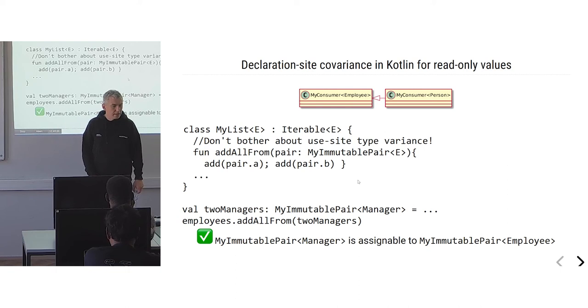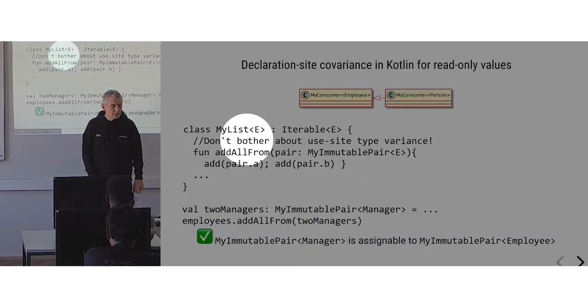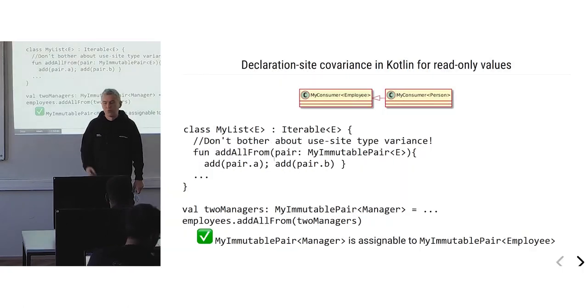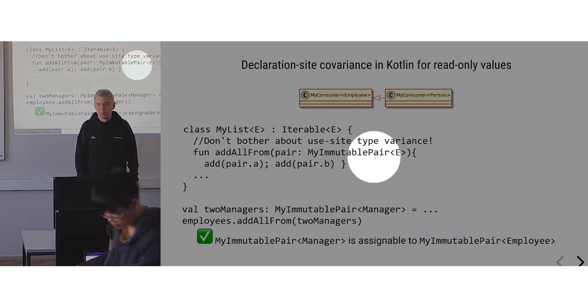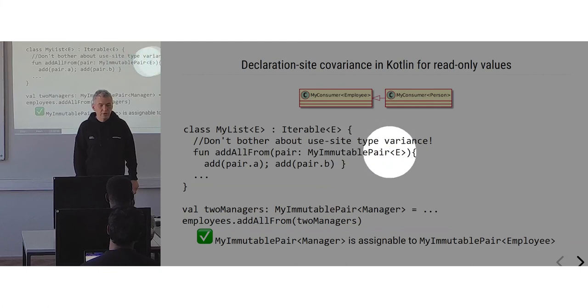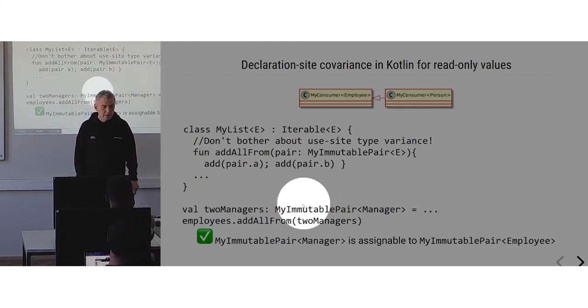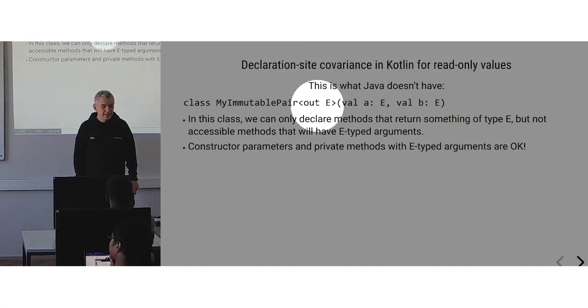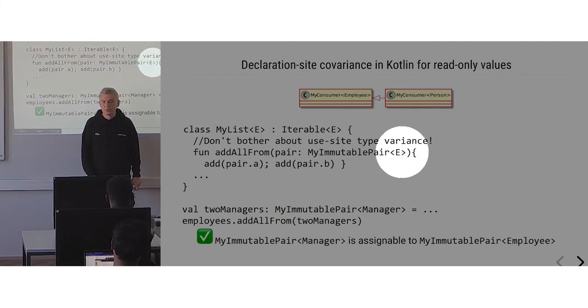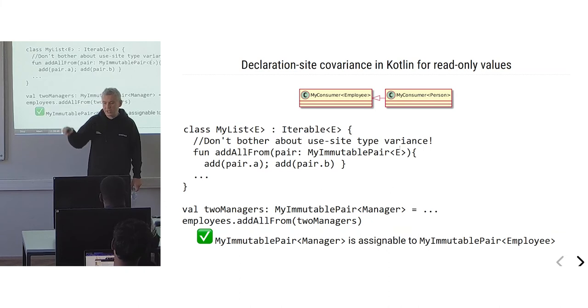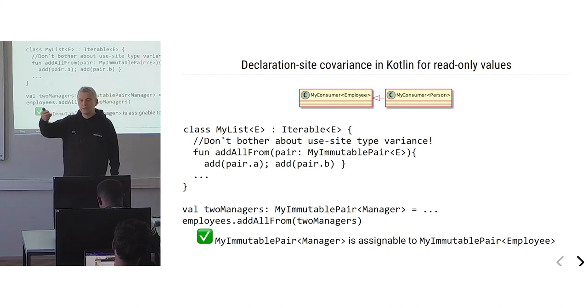Like this. You have addAllFrom overload, and you want not only addAllFrom some list of out E, but you can addAllFrom some immutable pair, for example. And in this scenario, you are not bothering about adding out at this point, because this out is already at the declaration side. So this is way more convenient, and if you write out here, it will also compile in Kotlin, but IntelliJ IDEA will tell you that this out is redundant because you already defined your immutable pair of manager as a covariant type.